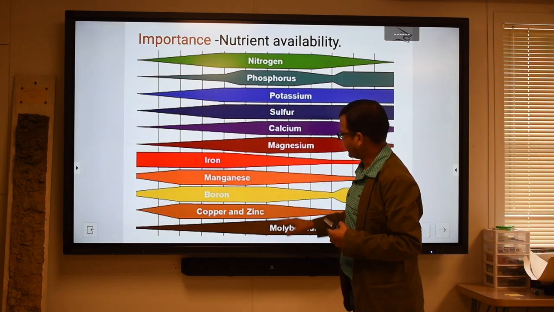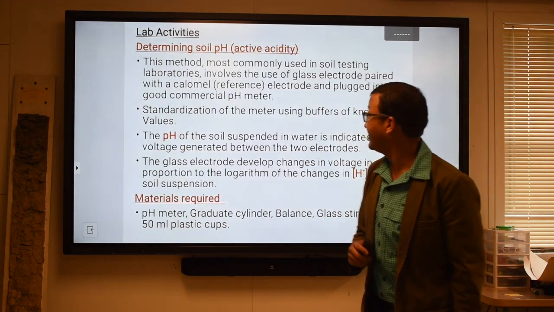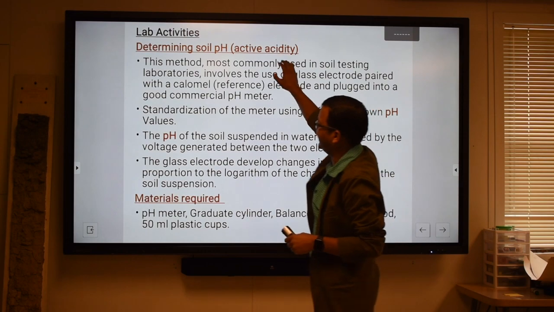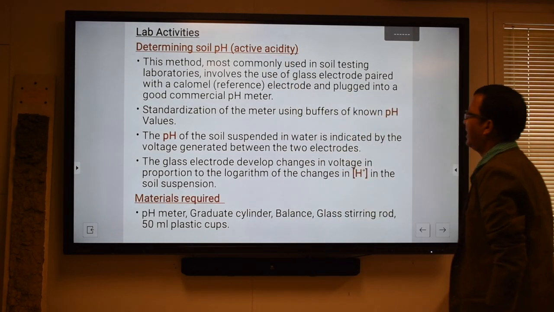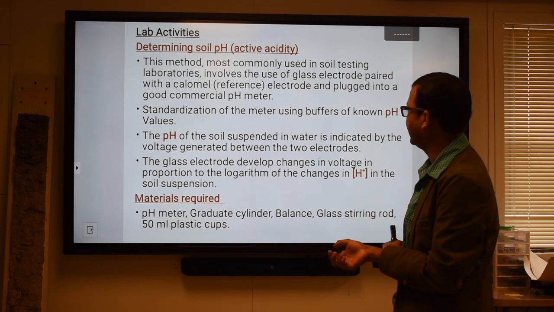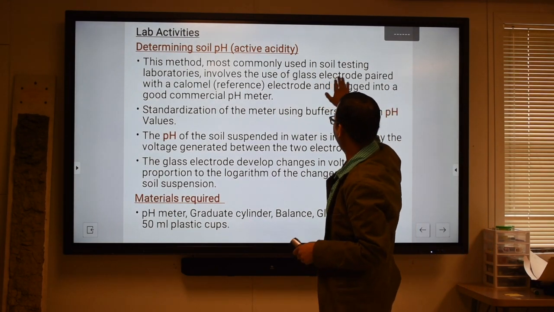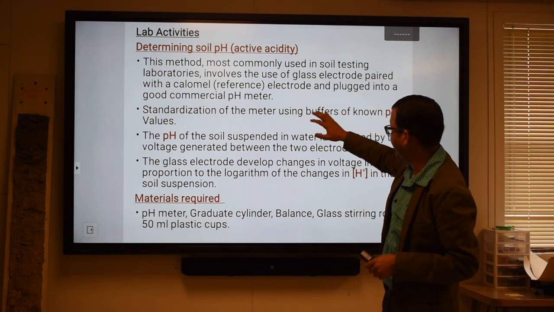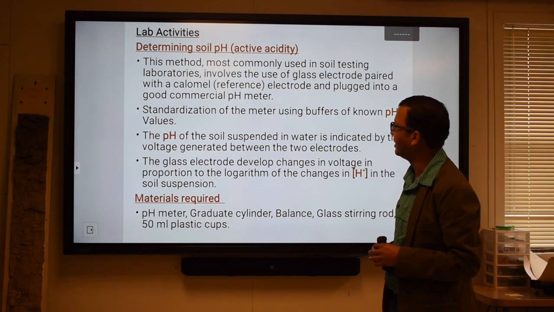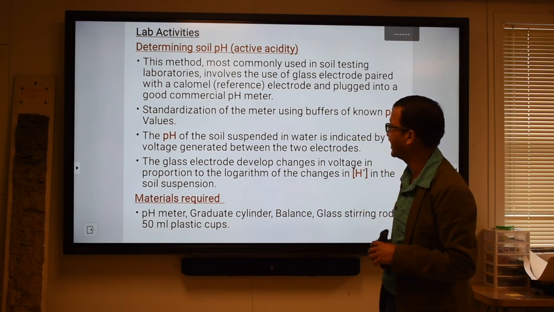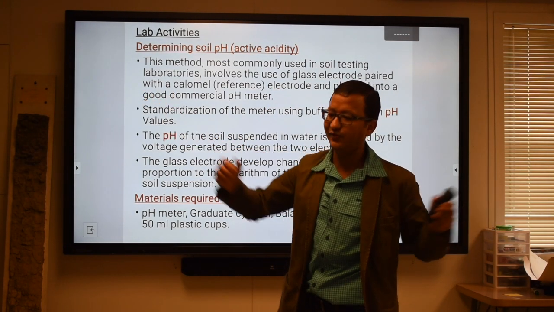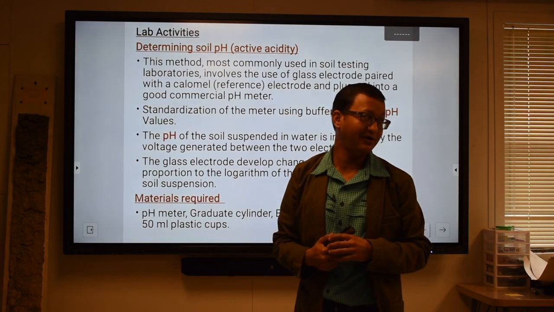This picture down here explains something similar. For the lab activities this week, we'll be determining the active acidity, as I mentioned earlier. This method is commonly used in commercial soil testing labs as well, and it involves the use of a glass electrode, paired with a reference electrode and plugged into a good commercial pH meter. That's what we'll be using today as well. That needs to be standardized. We'll do a 3-point standardization with pH 4, pH 7 and pH 10.